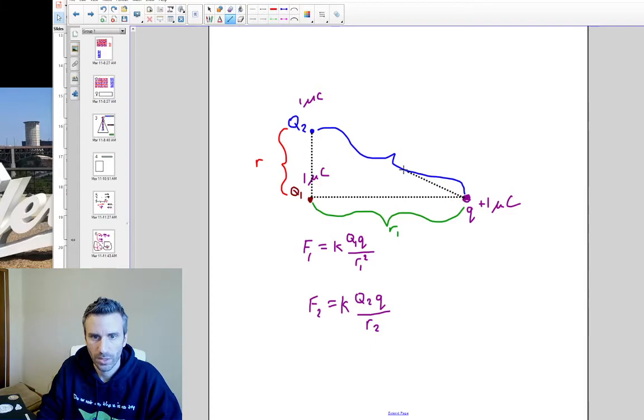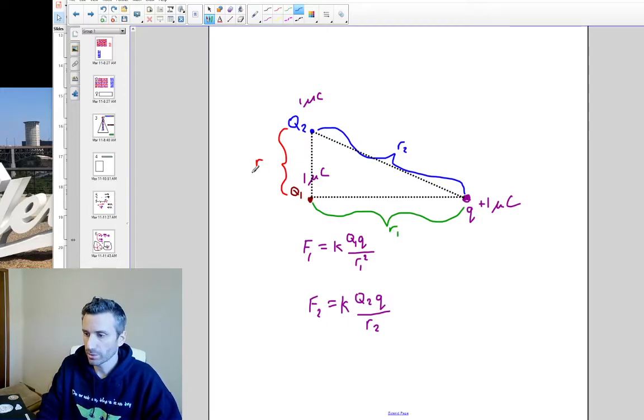R2 is the hypotenuse of that triangle, where R1 and R are the legs of the triangle. You with me?